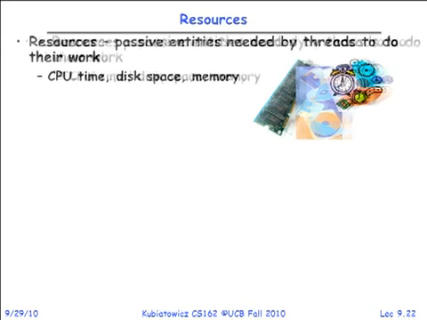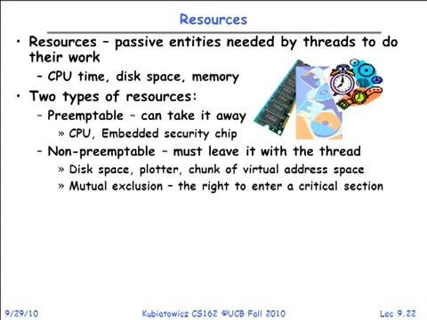So let's switch gears now and ask ourselves, what's a resource? Resources are things that threads need to do work. Examples are CPU time, disk space, memory, etc. And there are kind of two types of resources: preemptible and non-preemptible. What do I mean by that? Well, preemptible is a resource that you can take away. I can, for instance, take the CPU away from a thread, and the worst that will happen is that the thread won't make forward progress.